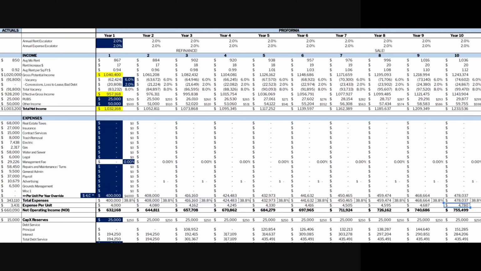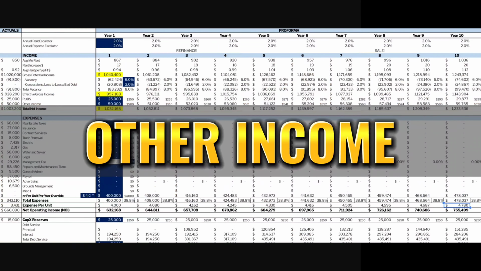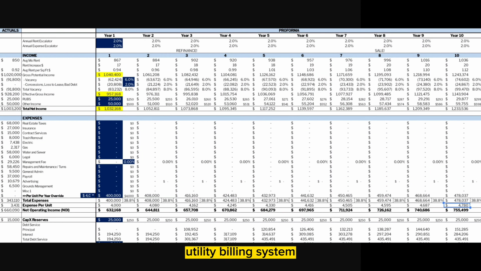And from here, we have RUBS and other income. RUBS is a ratio utility billing system. So basically, if you have a property where, say, water and sewer is on the landlord and you don't have sub-metered units, but you want to offset your expense back onto the tenants, you can use that ratio system to charge a fee back to the tenants based on usage or how many tenants are in each unit, or things like that. So that's what the other income piece for the RUBS is.